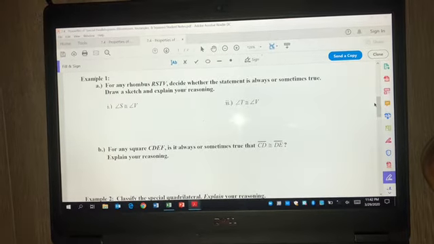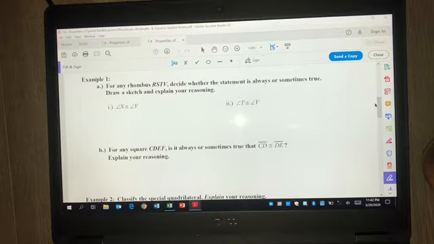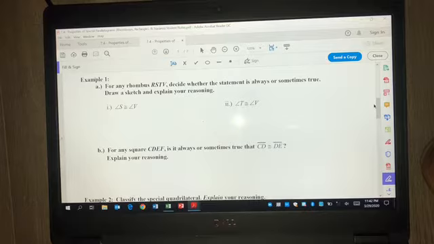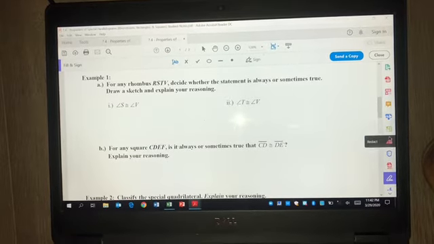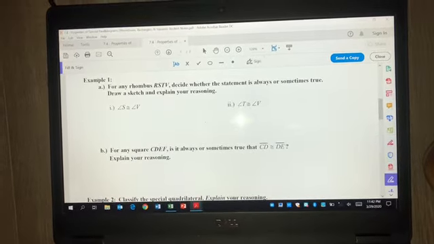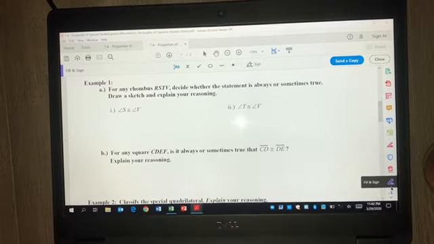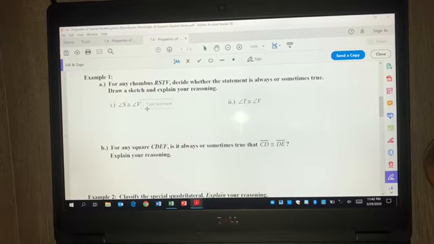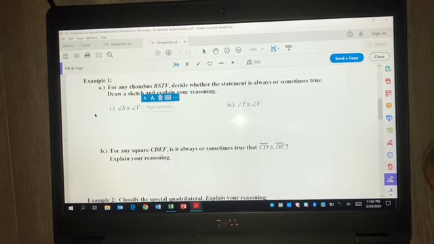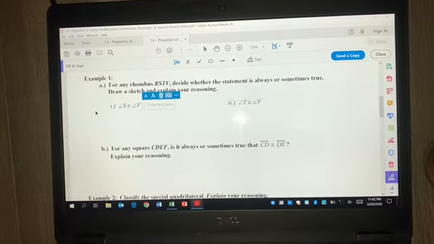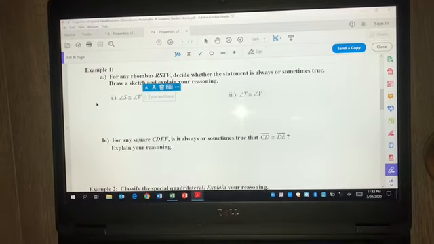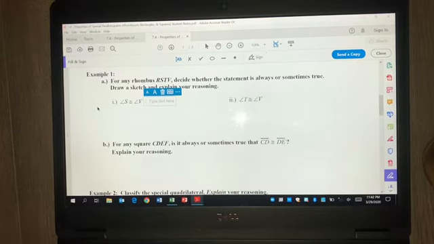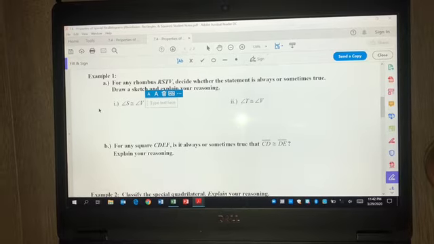Example 1, for any rhombus RSTV, decide whether the statement is always or sometimes true. Draw a sketch and explain your reasoning. So I'm trying to figure out if I can draw on here, but for now I'll just verbalize with you. If we take a look at the rhombus RSTV, is it true that rhombi are equiangular? The answer is no. They could be, but that doesn't make it a rhombus.